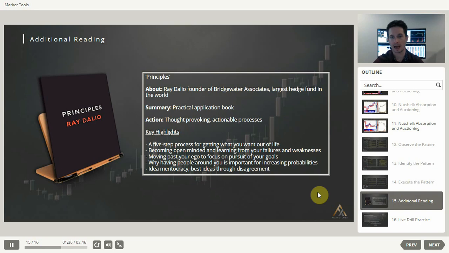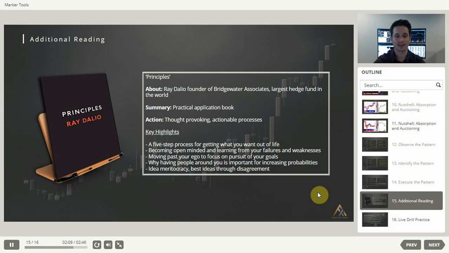Some of the key highlights, and I don't want to spoil it too much: there is a 5-step process for getting what you want out of life. Becoming open-minded and learning from your failures and weaknesses, a concept we're going to deal with a lot throughout all of these strategies. You'll often hear me talk about how through failing at certain strategies, I ultimately learned a new strategy. Then moving past your ego so that you can focus on the pursuit of your goals, as well as why having people around you is important for increasing probabilities.